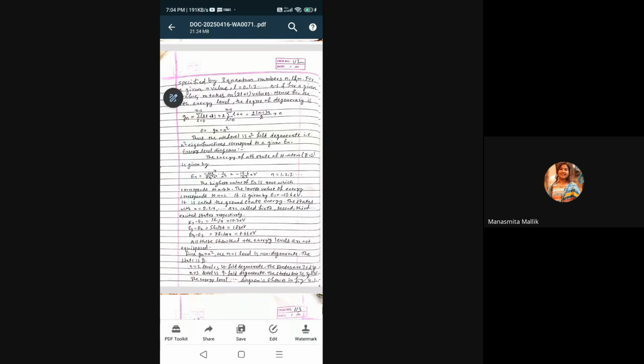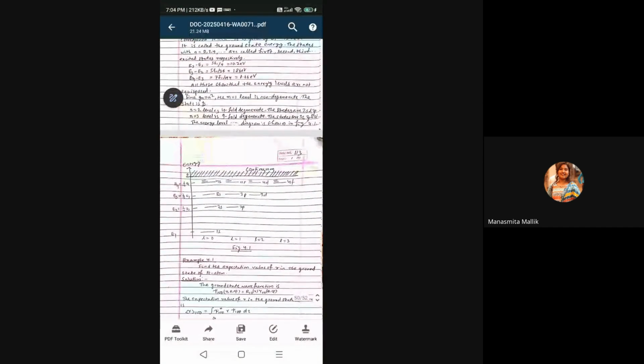Here you can see that the energy levels are not equispaced, and the n equals 1 level is non-degenerate, and so on. The n equals 2 level is 4-fold degenerate, n equals 3 is 9-fold degenerate, and so on. You can see on the screen the energy level diagram of the hydrogen atom from E1 to the continuum energy. And here are some worked out examples which you can try. Any other doubt? You can go through it, and I shall address your doubts if you have any.